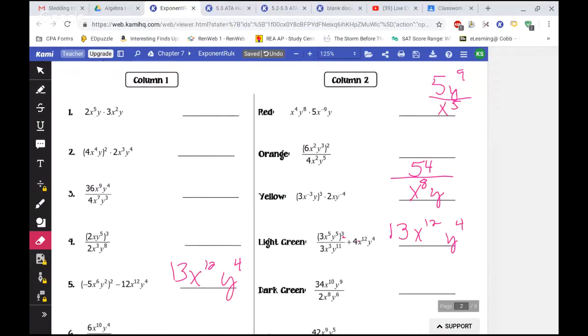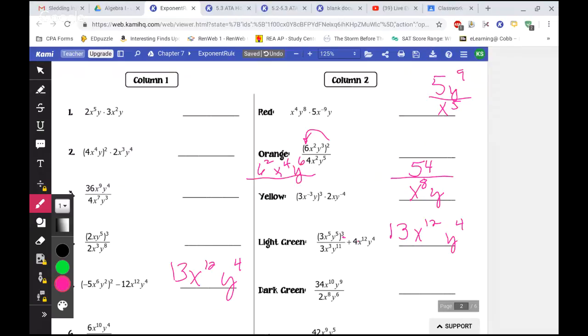Orange. I'm going to distribute this 2 to everything inside the parentheses. So that's going to be 6 squared. And then 2 times 2 is 4. And 3 times 2 is 6 because that's a power to a power. So you multiply. So 6 squared is 36.